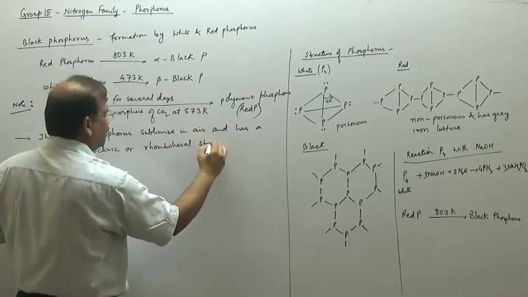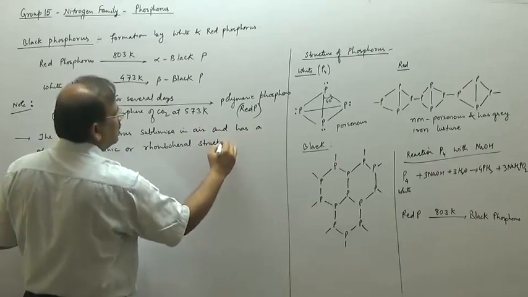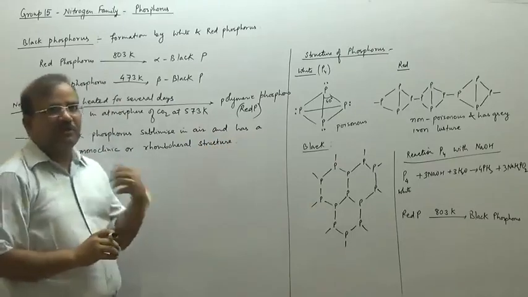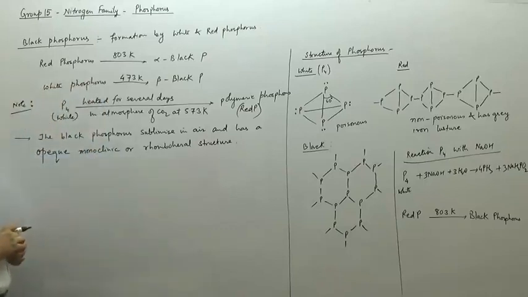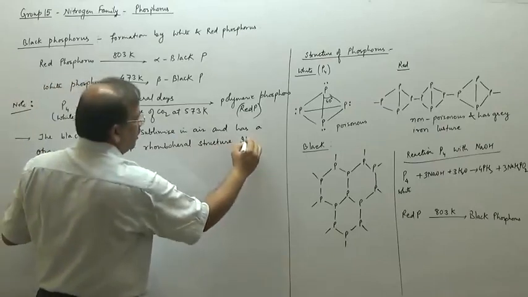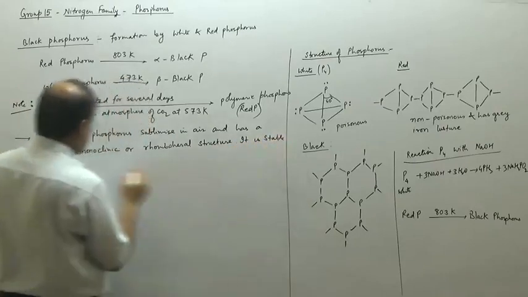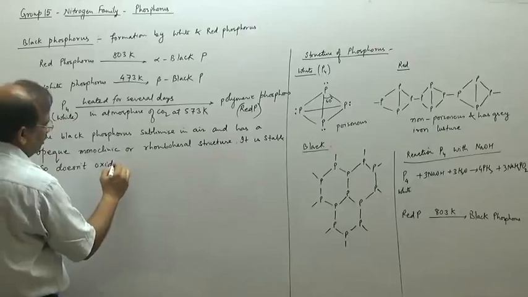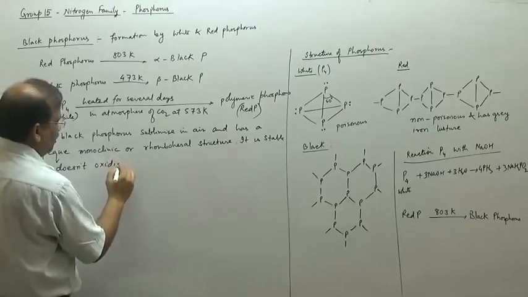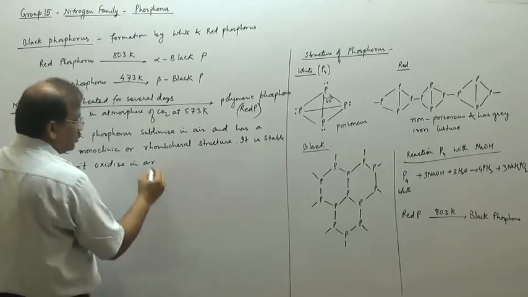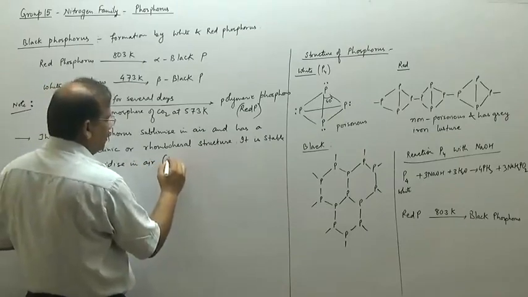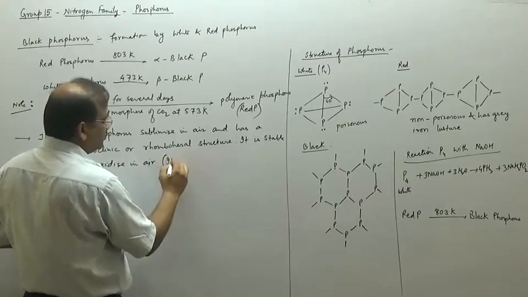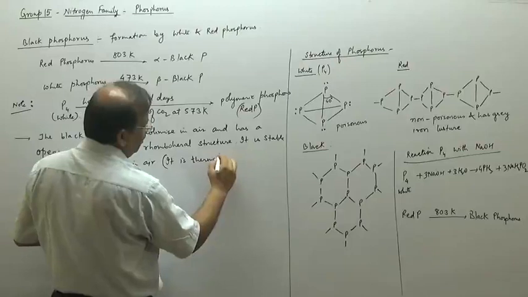You must know that the monoclinic and rhombohedral structures exist in different crystal forms. It does not oxidize in air, because it is thermodynamically more stable.